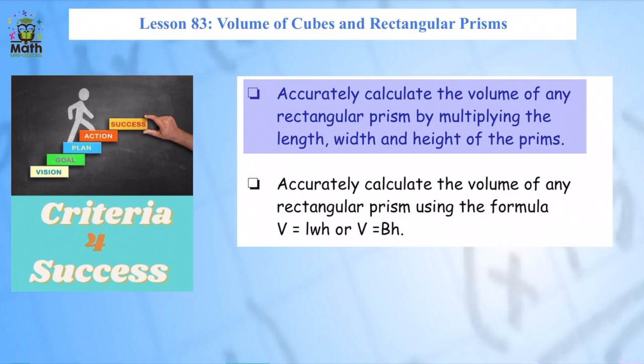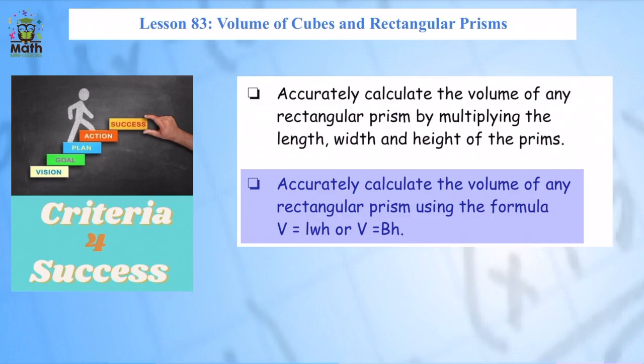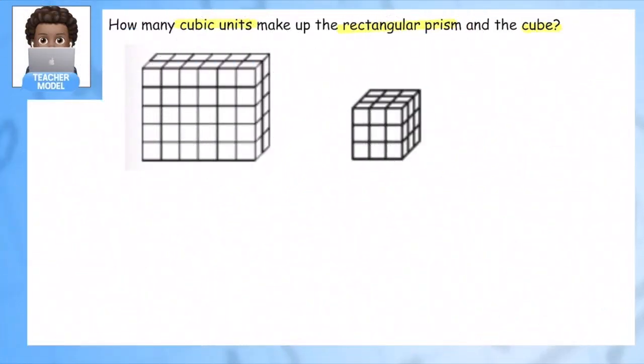its dimensions. Or watch how I can calculate the volume of any prism using these formulas: length times width times height, or the area of the base times the height. How many cubic units make up our rectangular prism and our cube? I want to think of volume as, if I was looking at this, how much space is being used up, and each space is going to be a little bit of these cubes. Each of these cubes represents 1 cubic unit of space.